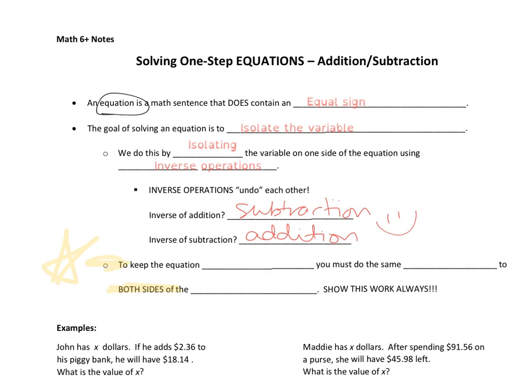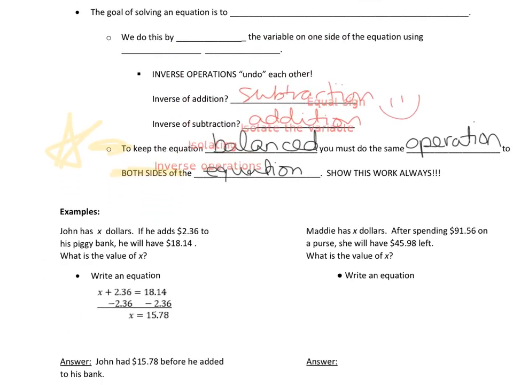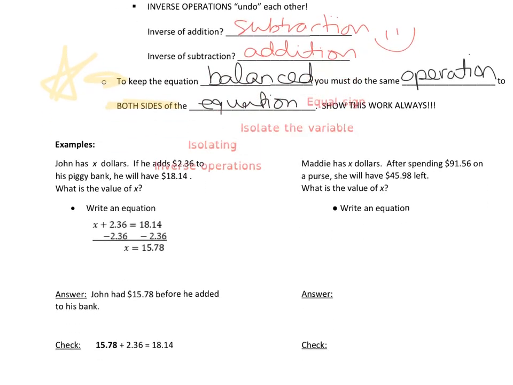So to keep the equation balanced, because an equation is like a scale, one side is equal to the other side. To keep it balanced, you must do the same operation to both sides of the equation. I'm going to show you what that looks like, and hopefully you can remember from when we did that before. But I'm going to be really picky about this. So to save yourself some trouble, take more time to do it right the first time than having to go back and fix it later. All right, so let's look at these examples.